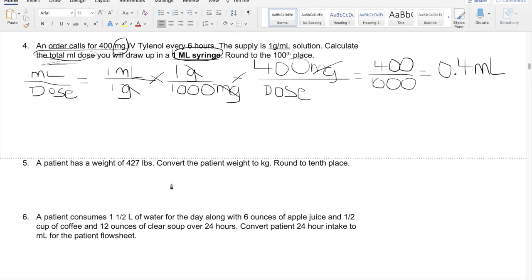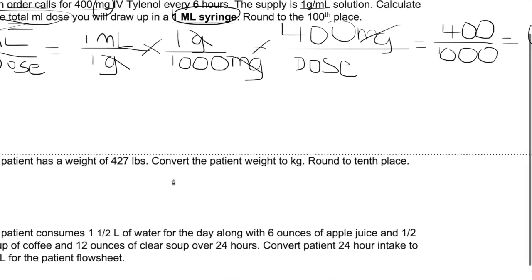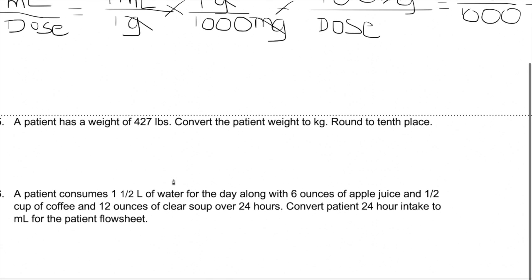Question number 5 reads, a patient has a weight of 427 pounds. Convert the patient's weight to kilograms. Round to the 10th place. So I'm just circling exactly what the question is asking for. And as you could recall, kilograms is always going to be 2.2 pounds, right? Once again, I'm so sorry about the writing. This is the only way and the only form that I'm able to write and have my screen be recorded at the same time.